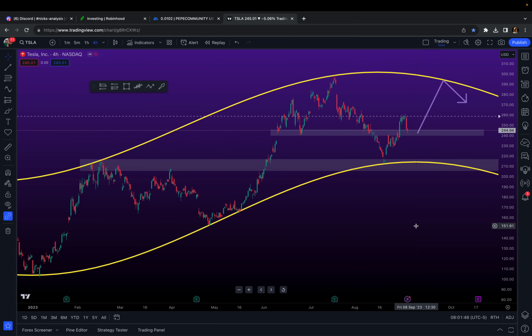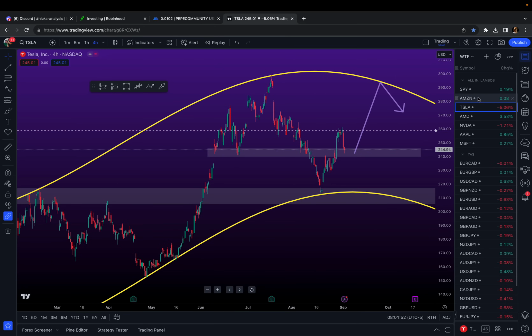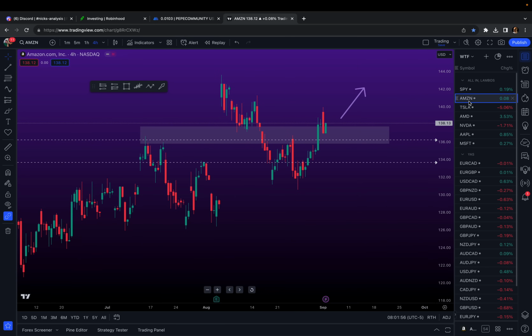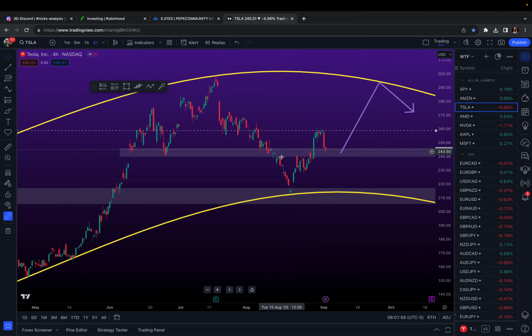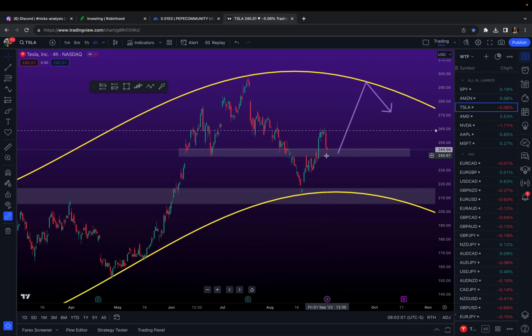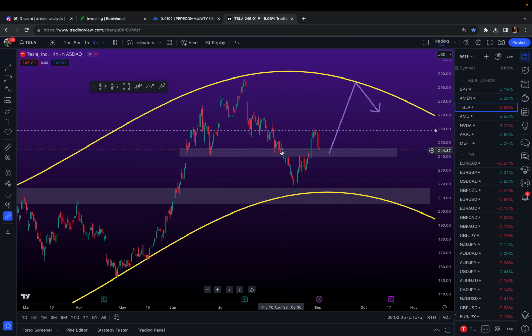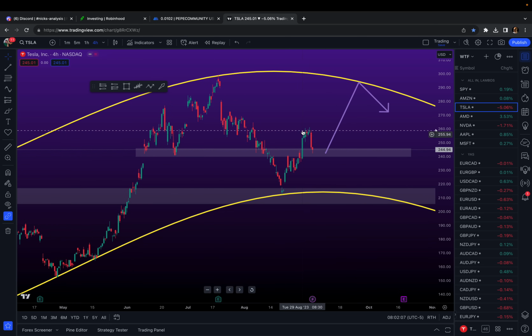So how do we start? Whenever you get to your chart, first off, you just want to start with a clean chart. We're going to go to something super simple like Amazon, for example. I'm sorry, I'm in a Tesla trade right now based off support or resistance. If you look at this right here, this was support once, twice, tried to be a third time, broke below, tested as resistance, broke back above. I think it might bounce up as support.